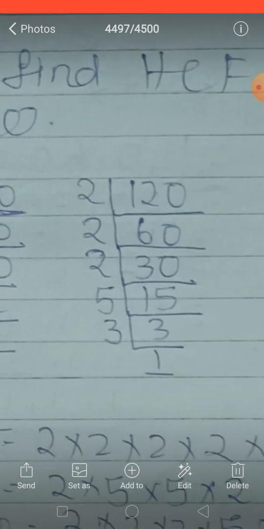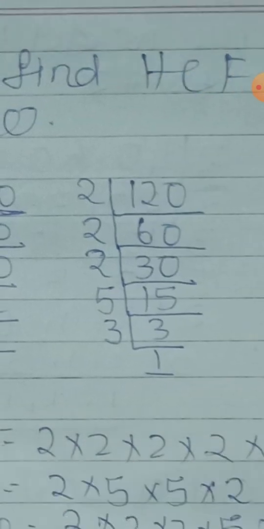Same method for 120. Just take 2 table, 60 times 120 will come, and then again take 2 table 30 times, and again 2 15 times. 15 does not come from the 2 table, it comes from the 5 and third table only. So if I take fifth table first, you will get the third answer. 5 3s are 15, and then 3, so 3 comes from only third table.